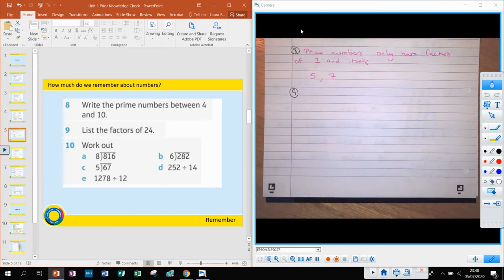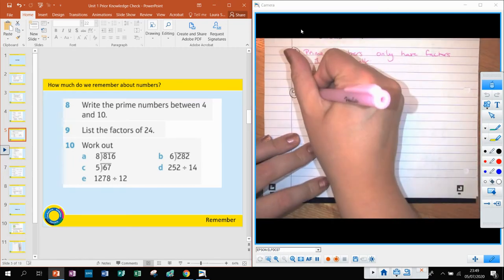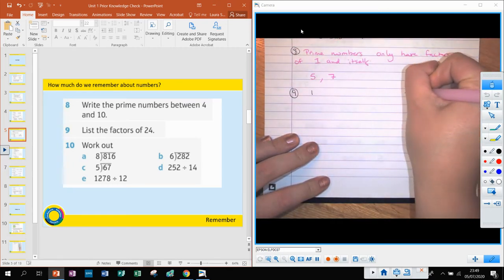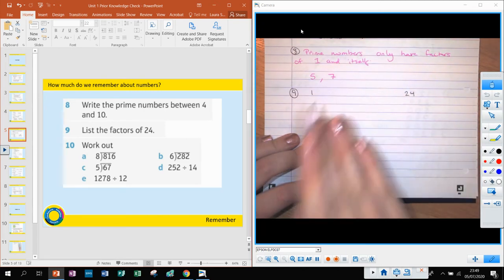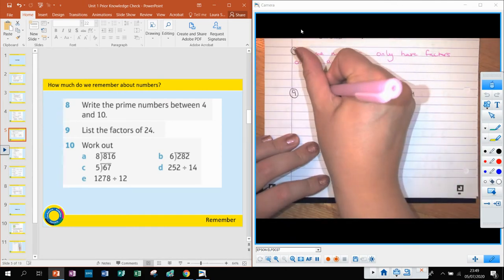Okay, question 9, list the factors of 24. Okay, so we're going to like to do this in pairs, right? And there's different ways to think about this, but by factor pairs, I mean two numbers that multiply to give you 24. And we're always going to start with 1 and 24. So 1 and the number itself. And then you're going to think to yourself, does it divide by 2? That's the next number. Yes, it does.